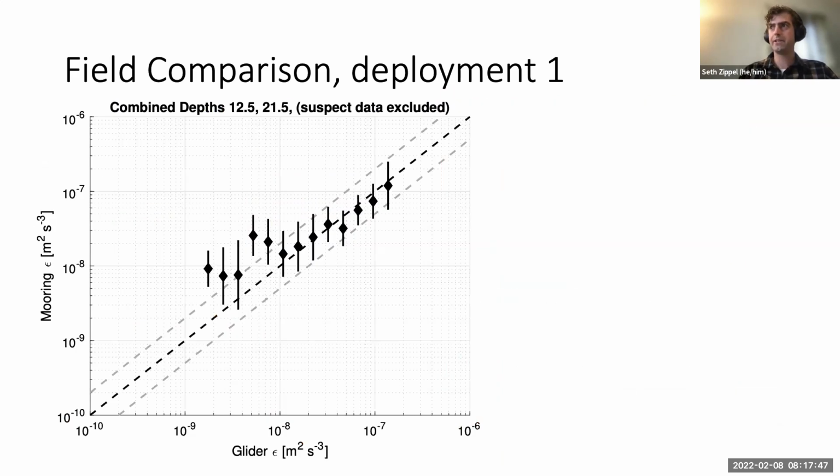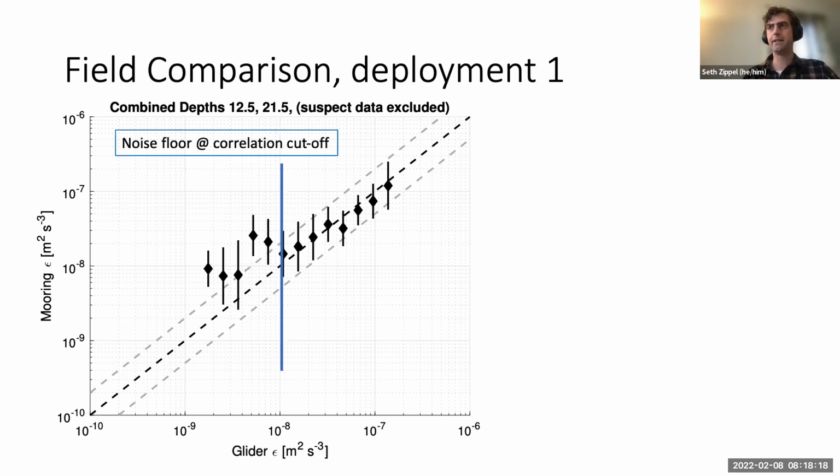You can do a direct comparison of the two estimates. Here the mooring measured dissipation rates are on the vertical axis, and the glider microstructure shear estimated dissipation rates are on the horizontal axis. The dashed black line is 1-to-1. The dashed gray lines are roughly a factor of 2 difference, which is the amount of standard error that folks tend to see when they compare dissipation rates to each other. We're doing pretty good above this 10⁻⁸ value, which is about where we expect the noise floor of the Aquadopps to be.